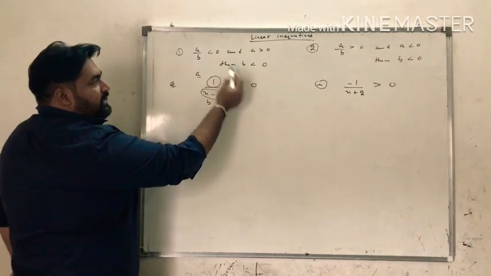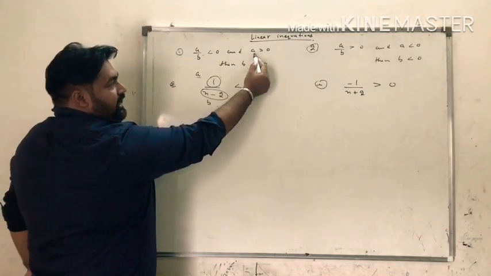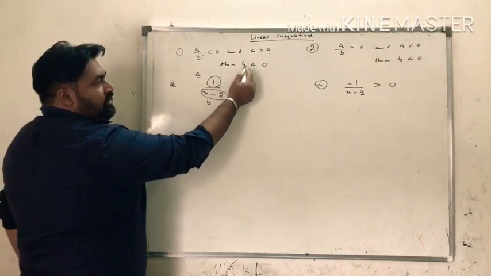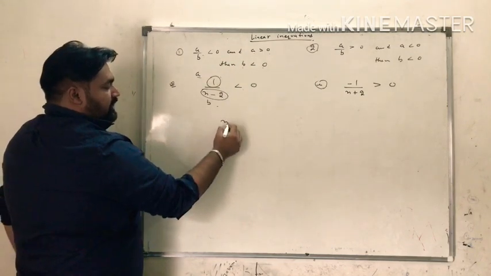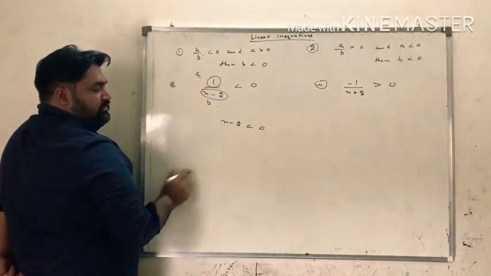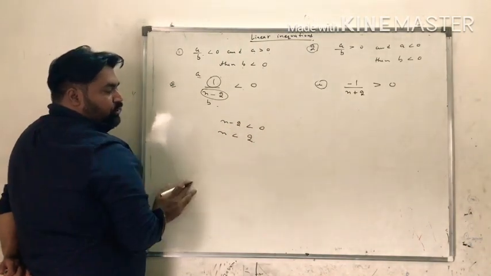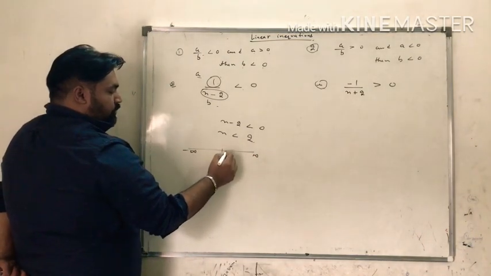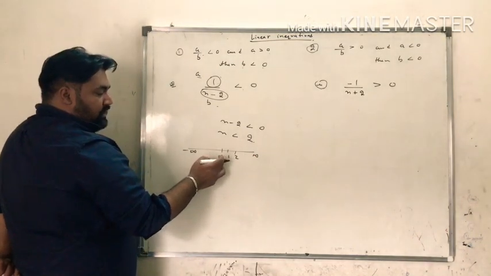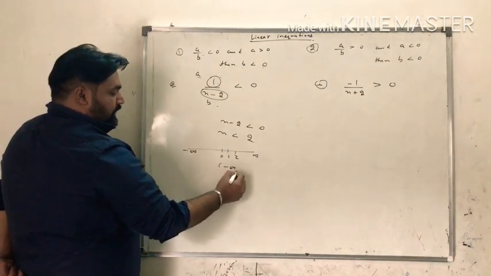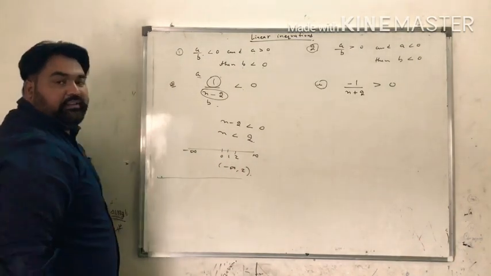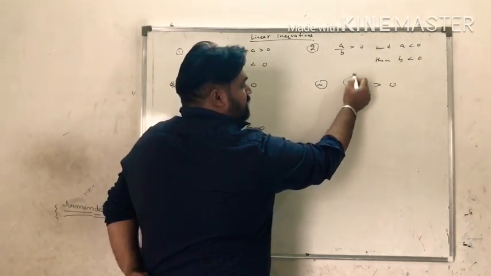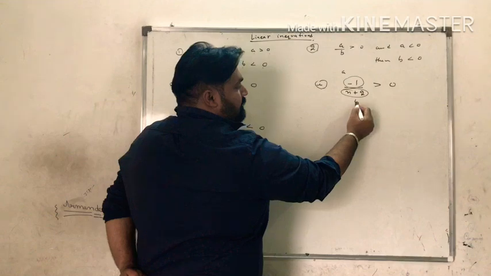Now a upon b is less than 0 and a is greater than 0. We know 1 is greater than 0. Then b is always less than 0. What is b? X minus 2 is less than 0. So x is less than 2. Less than 2 means 2, 1, 0 up to minus infinity. So minus infinity to 2. That's it.